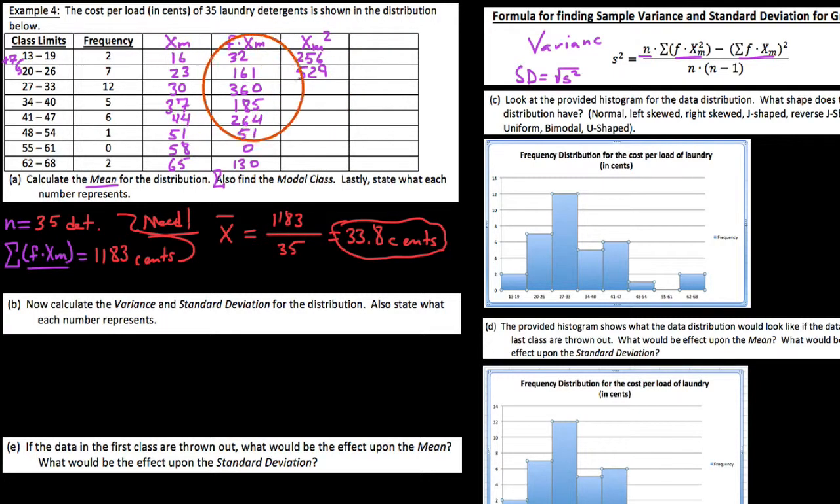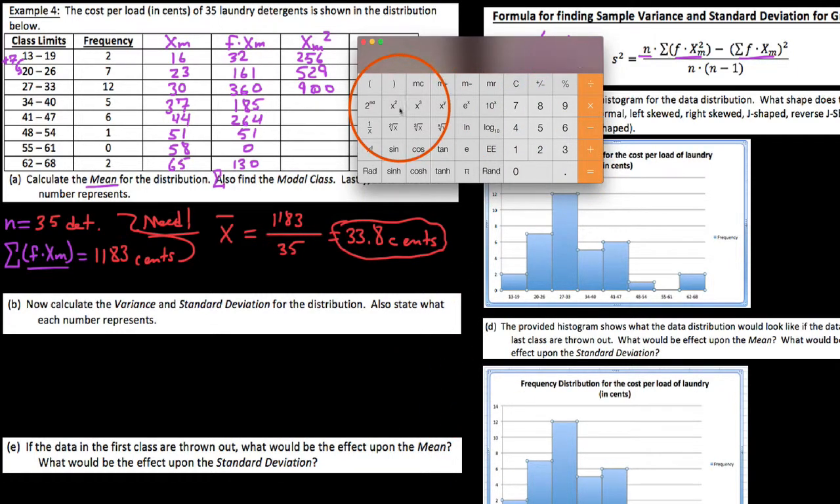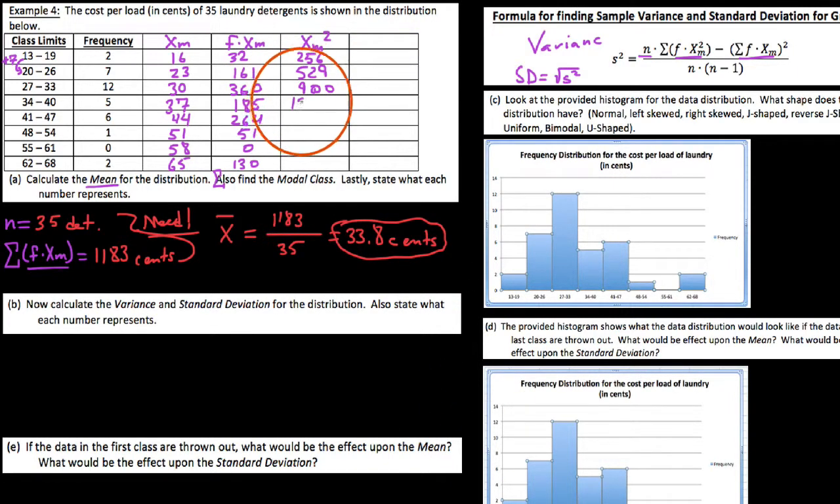I can do this one in my head. 30 times 30 is 9 with 2 zeros after it. 37 times 37, I certainly don't know. So we say 37 squared, we get 1369. So you can see how when you're dealing with variance, you get big numbers really quickly.